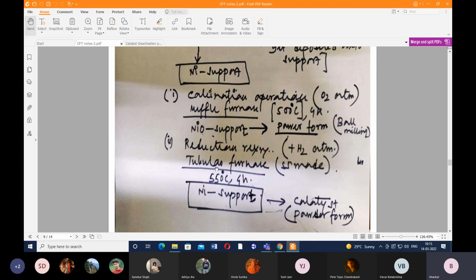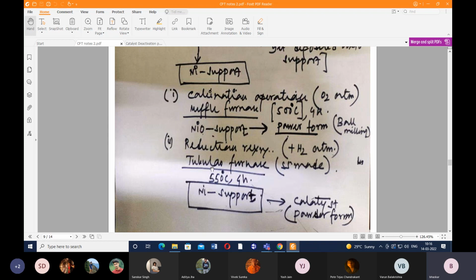Again, the 550 degrees Celsius I cannot choose by myself. There are several methods to determine the optimum reduction temperature. The method is called temperature programmed reduction analysis, or TPR analysis. This is very famous for catalyst preparation.